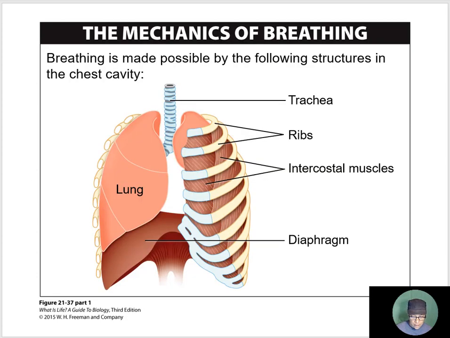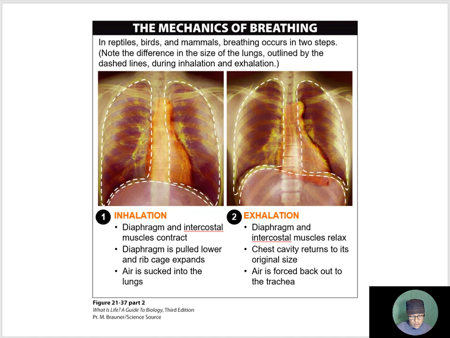But when we look at the mechanics of breathing, breathing is made possible by the following structures in the chest cavity, and this is now looking at the human. We have the trachea coming down, branching into the bronchi. We can see the lung fields here. They are covered by ribs for protection. We have intercostal muscles, between costa, the ribs, so these are muscles that are between the ribs. And then we have the diaphragm. And this is how breathing is actually made possible. So the mechanics of breathing.